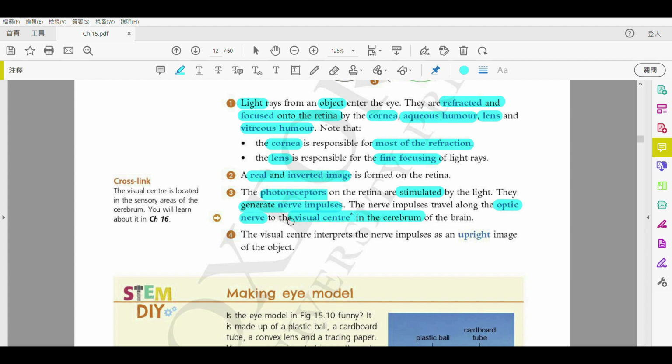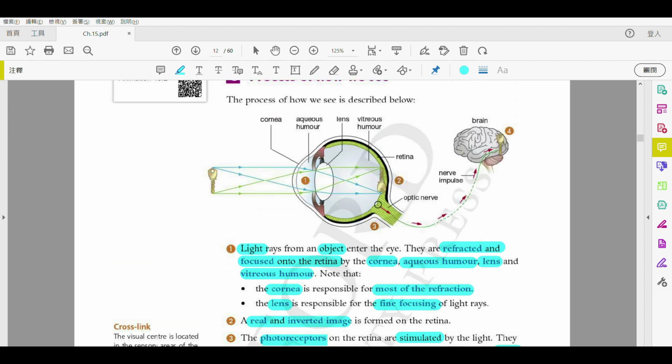So just another new word called the visual center. 自己讀讀啦. Visual is related to the sight, 係同我哋個視覺有相關嘅. So as you can see, Chinese 係視覺中心啦. So there are different centers in the cerebrum. Alright, so after it is sent to the coordinator, the cerebrum, it will be interpreted. 會幫我哋去分析啦, the nerve impulse, and then the image produced, 產生出嚟嘅 image will become an upright image. That means it is no longer inverted. 唔會再倒轉咗㗎啦.